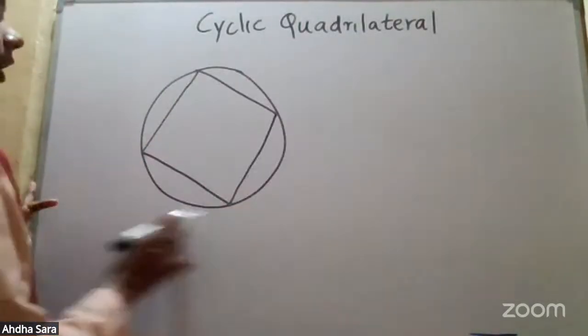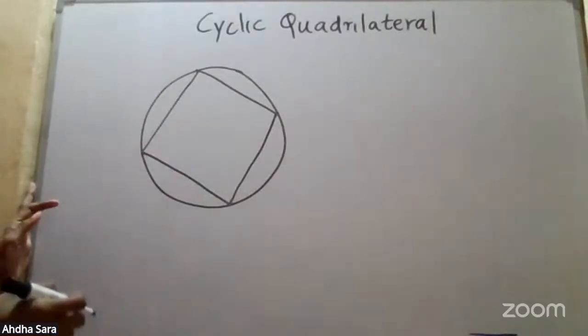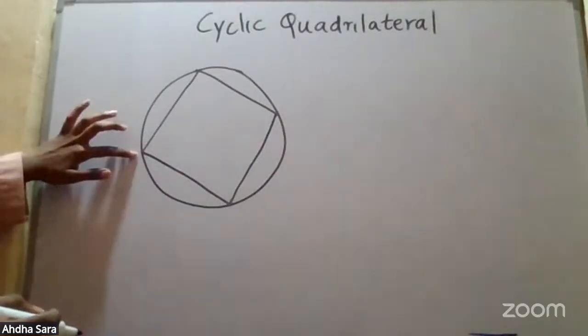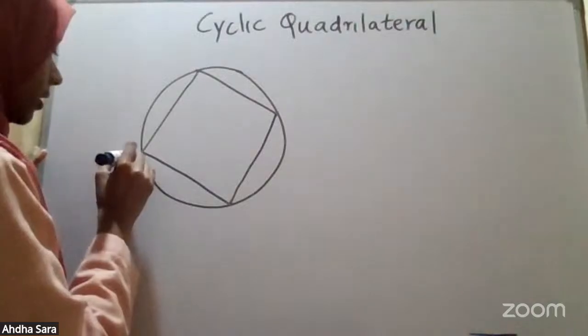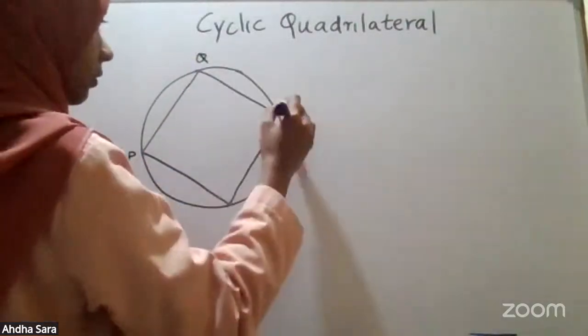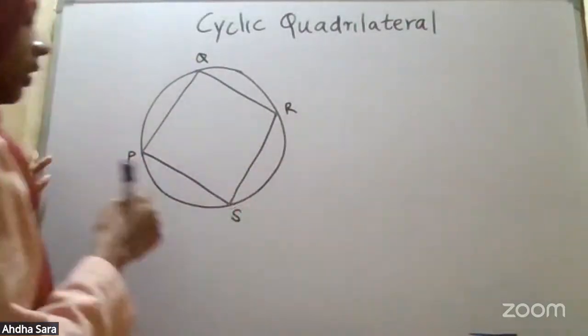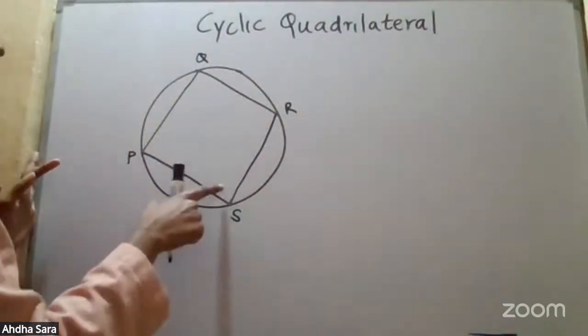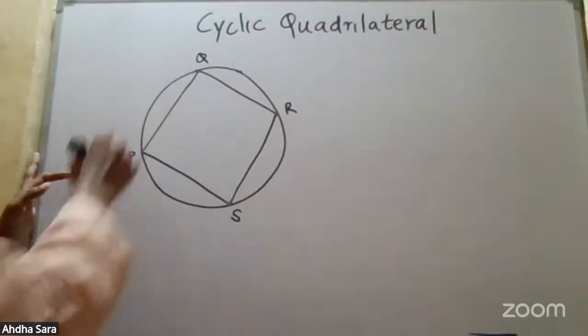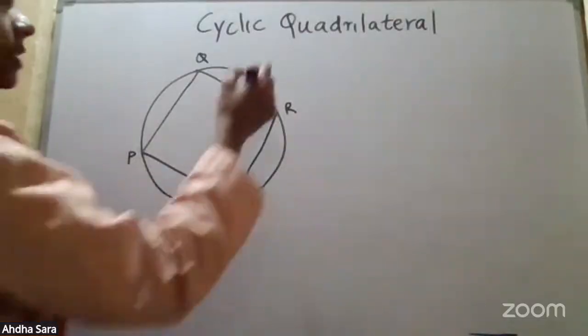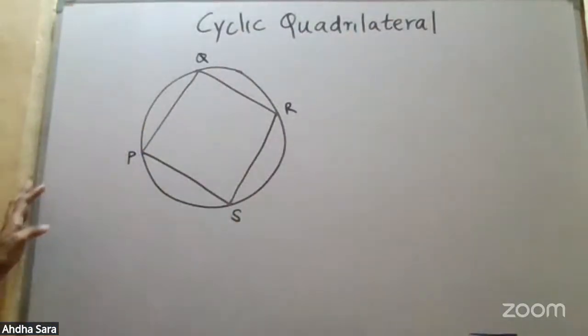When you get a quadrilateral where its vertices lie inside a circle, it is called a cyclic quadrilateral.